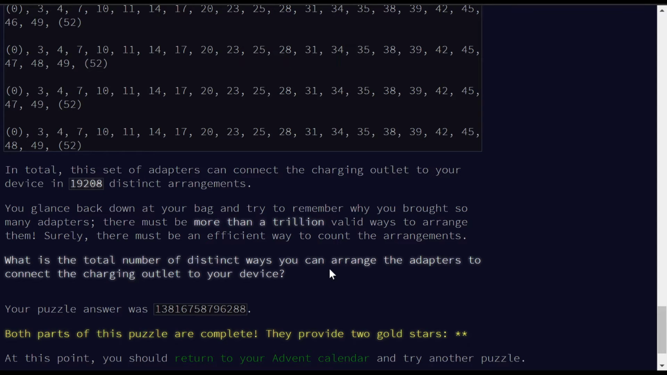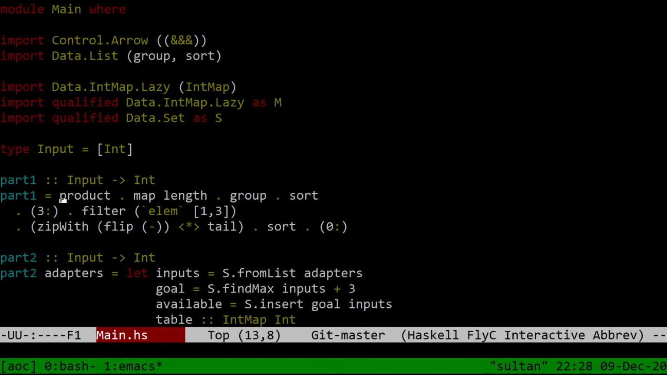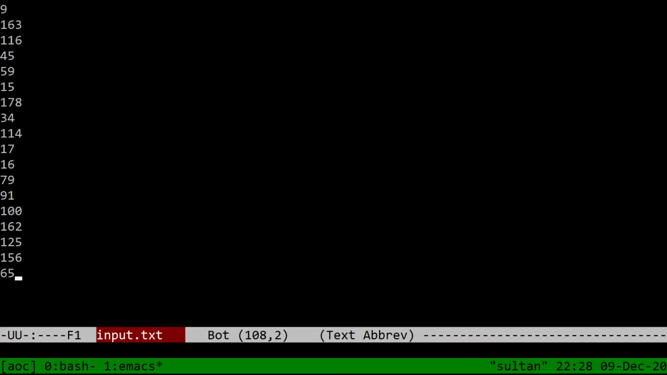And indeed, our input has, I believe, 109? 108 values in it. So there are exactly 2 to the 108 possible sets of adapters we could use, which is extremely large. More than 1 trillion is underselling it by a lot. Because 2 to the 10 is 1,000, 20 is 1,000,000, 30 is 1,000,000,000, 40 is 1 trillion. So there's like a quadrillion ways you could do this.